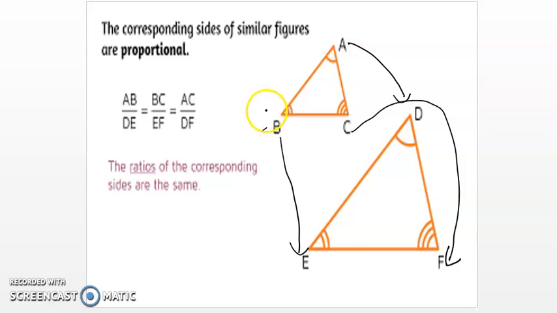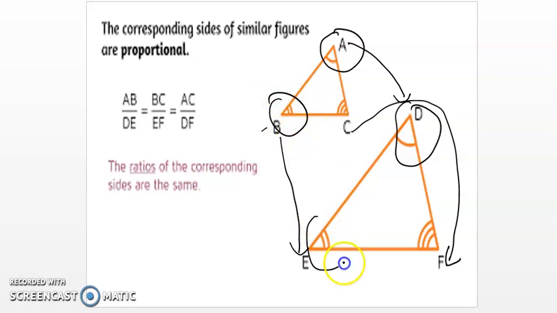If triangle ABC has to be similar to DEF, then there are two conditions that it needs to fulfill. The first condition is that angle A should be equal to angle D. As angle A and angle D are corresponding, their angles should be equal. Similarly, angle B should be equal to angle E and angle C should be equal to angle F. So the first condition is that all these corresponding angles should be equal.